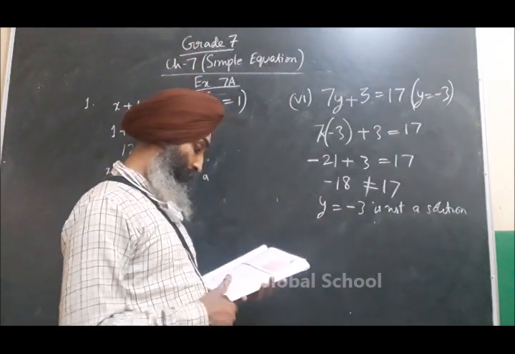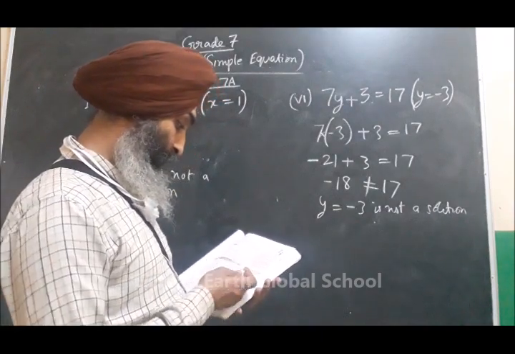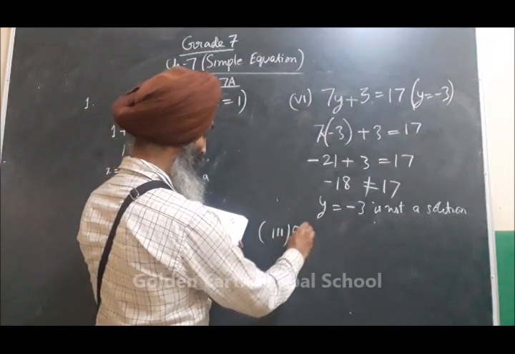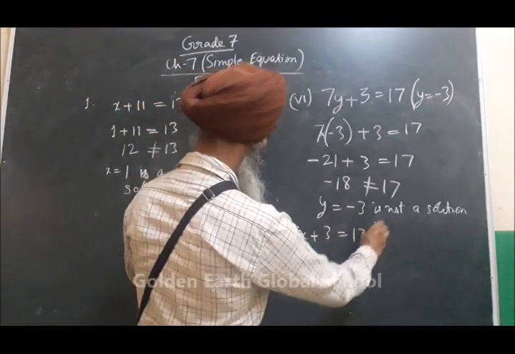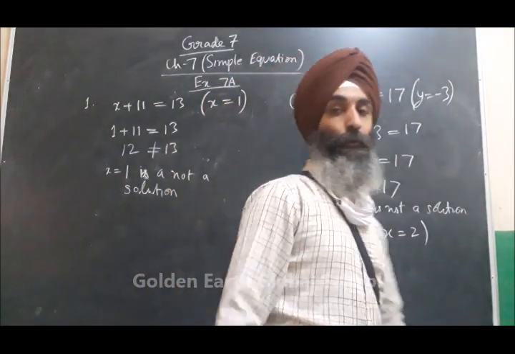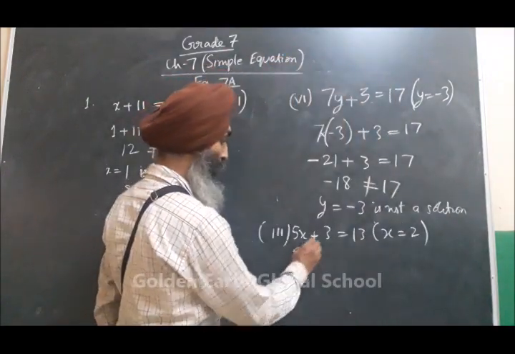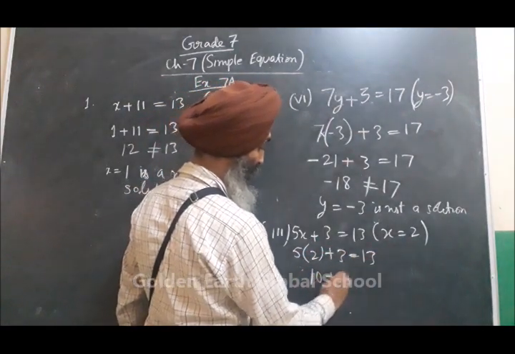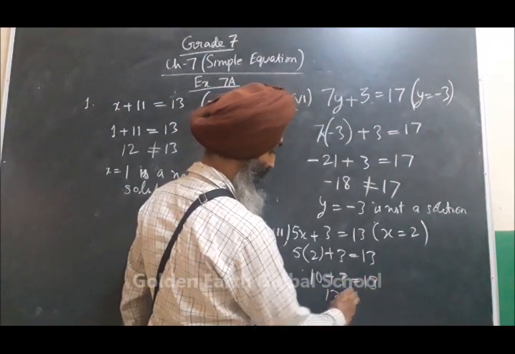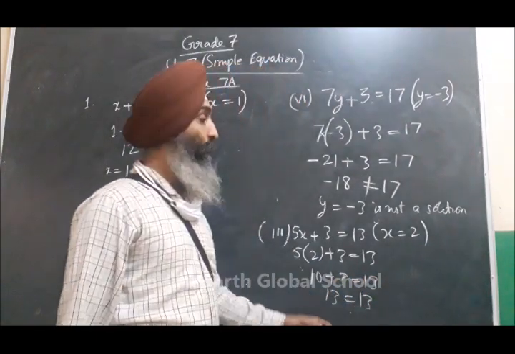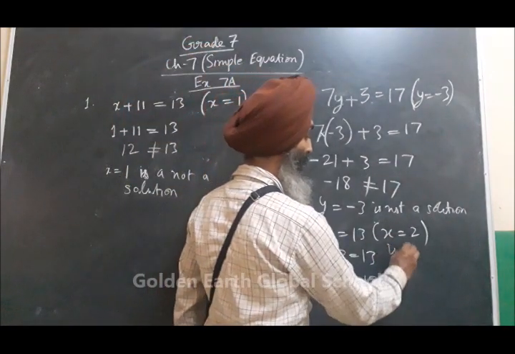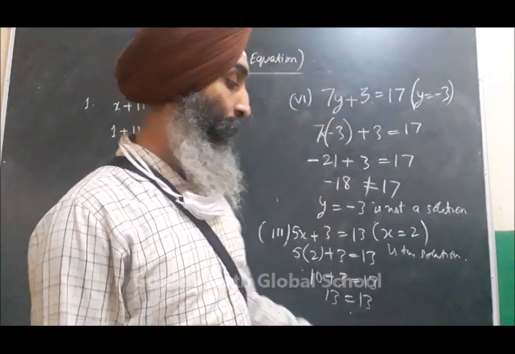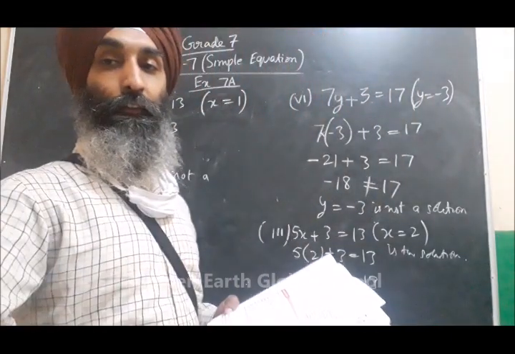Let's check the third part. 5x plus 3 is equal to 13, and you are given x is equal to 2. Now check with it. 5 into 2 plus 3 is equal to 13. 5 into 2 is 10, 10 plus 3 is 13. So 13 is equal to 13. So you can say that yes, x is equal to 2 is the solution of this equation. In the same way you have to solve the other parts of this exercise.